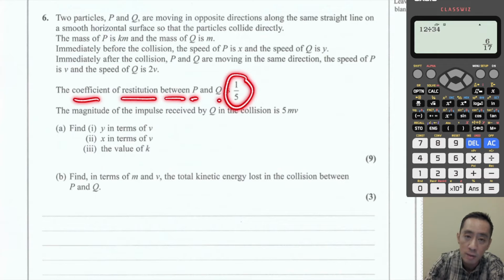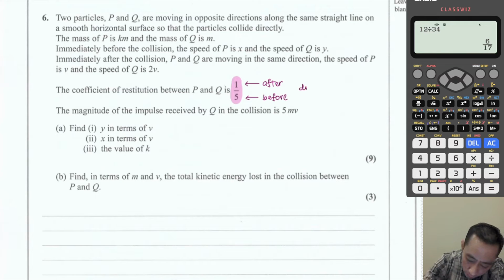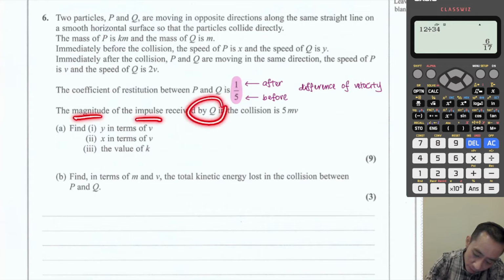Okay, so this one is the difference of the velocity. For this one, after, the difference between the velocities after, and this is before. So the difference of velocity. Okay, the magnitude of the impulse received by Q is 5mv.